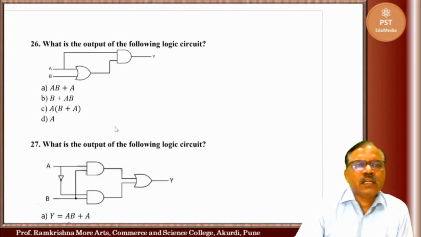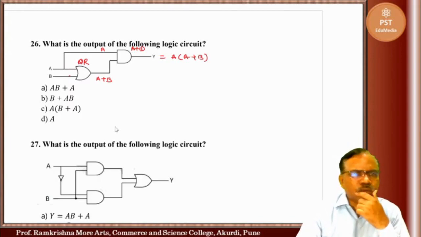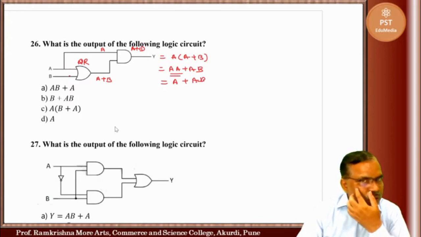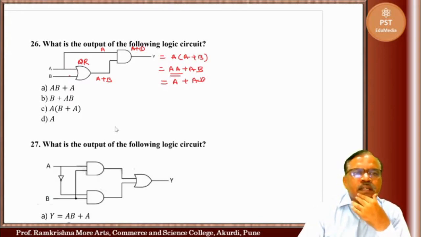Now next one, what is the output of the following logic circuit? So here this is an OR gate, this is an AND gate. So here we have A, B, so we get here A plus B, and here we will get A, and then product. So Y is equal to A into (A plus B), or (B plus A). So you can have A into A plus AB. So here A plus AB, because A into A, that is A.